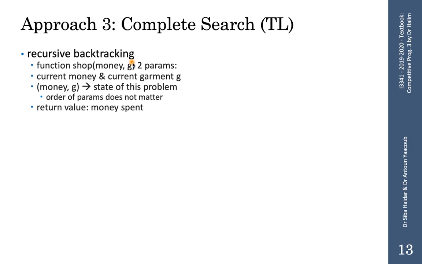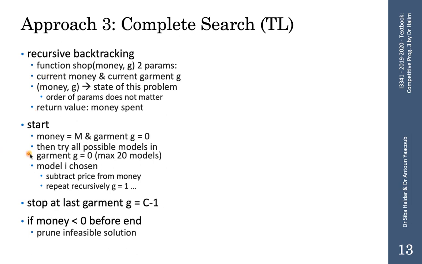So we will try to buy the first one. And as long as this function recurs, it will try to buy the next garment with the remaining money. And each time it will return how much money it spent. So we will start with the money M and garment equals zero. Then we will try all the possible models in garment g equals zero. We will try them all because we want to choose the most expensive one that can lead to an optimal solution, not the most expensive one by absolute value.